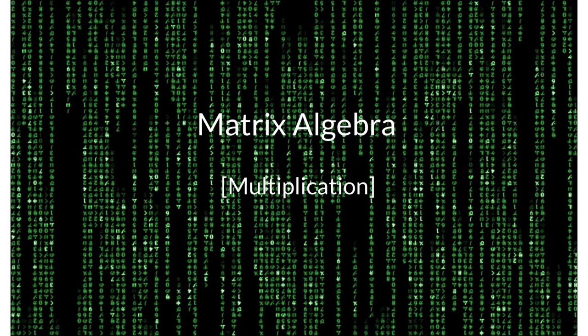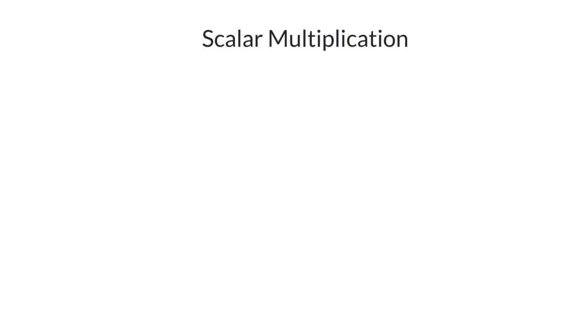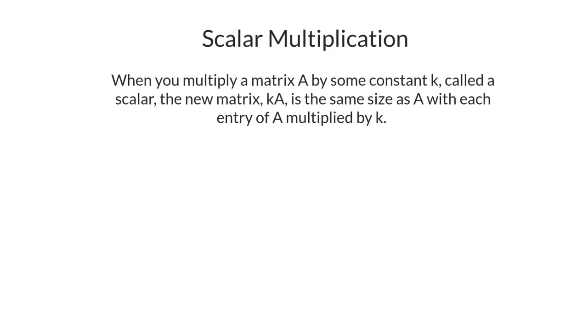Let's continue our discussion in matrix algebra and talk about matrix multiplication. There are two types of matrix multiplication: scalar multiplication and multiplication by another matrix. Scalar multiplication is when you multiply a matrix by some constant we'll call k. K is called a scalar.